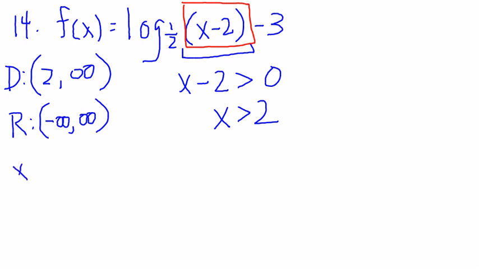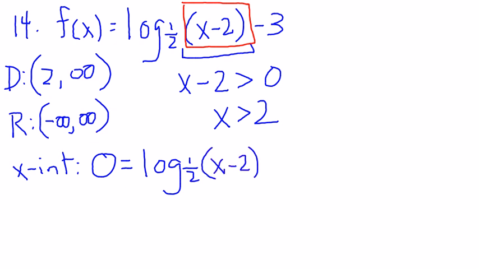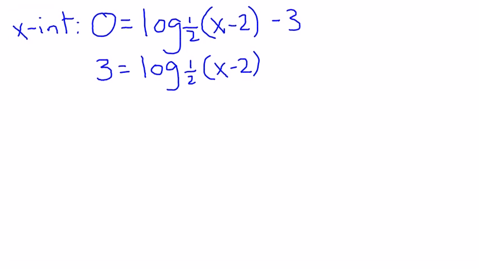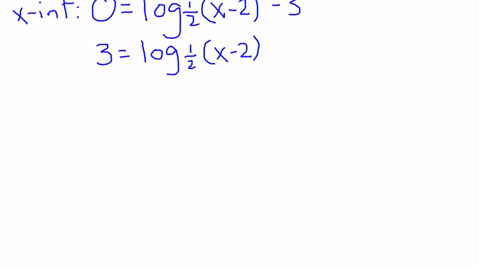Next thing we need to do is find the x-intercept. So 0 equals log base 1/2 of x minus 2 minus 3. So add 3 to both sides. Log base 1/2 of x minus 2. So now I'm going to rewrite it in exponential form. So I have 1/2 to the third equals x minus 2.